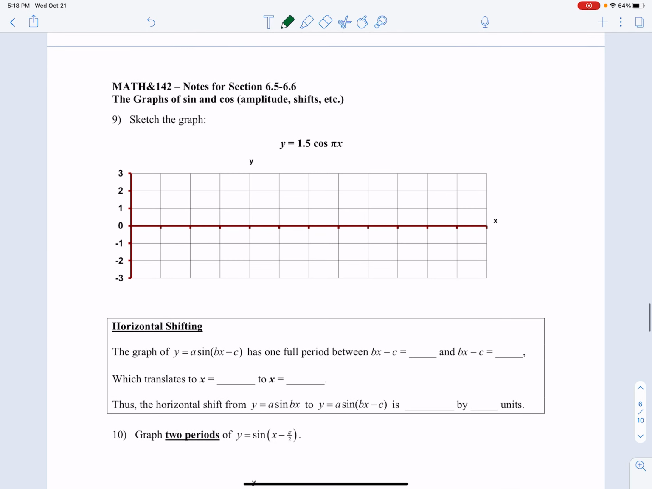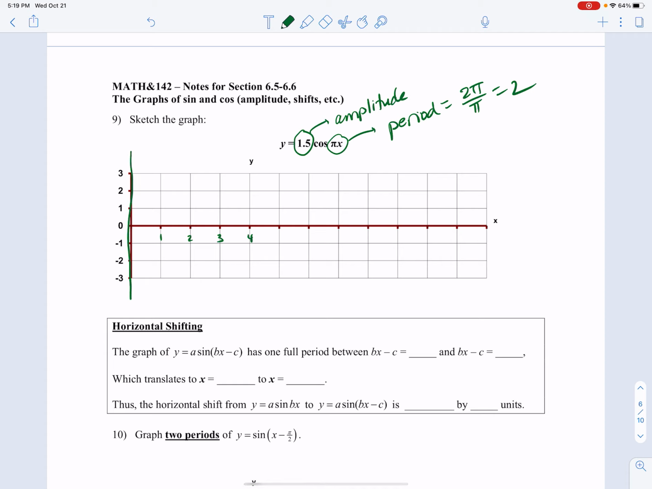Now, what if we have 1.5 cosine of pi x? Well, we know that the number in front is the amplitude. And we know that pi x means that the period is 2 pi over the coefficient, which is pi, so the period is 2, and the amplitude is 1.5. So let's see how that works out. Well, I'm just going to use each tick mark as 1 unit. So that means this is 1, this is 2, this is 3, this is 4. And I'm just going to use this right here as the y-axis.